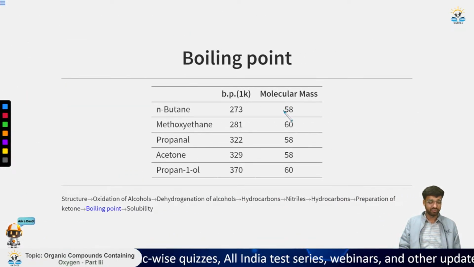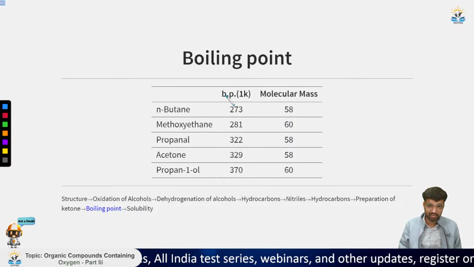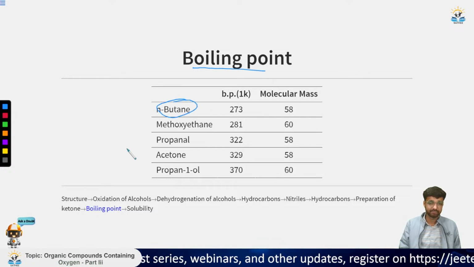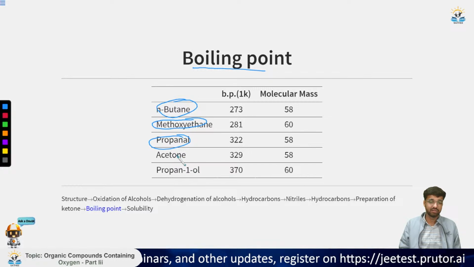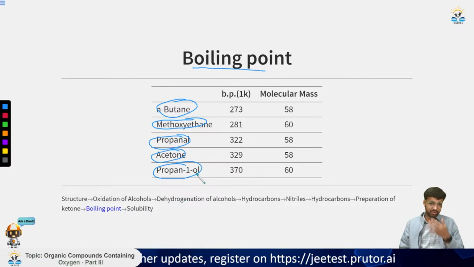Now let us see some physical properties here. Okay, so these are the physical properties. First we will see the boiling point. Okay, so if we have butane, then we have methoxyethane, then we have propanal, then we have acetone, then we have propanol. So these are different things.